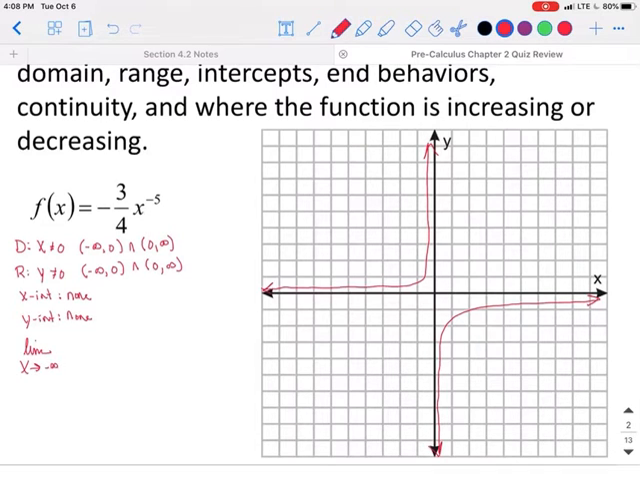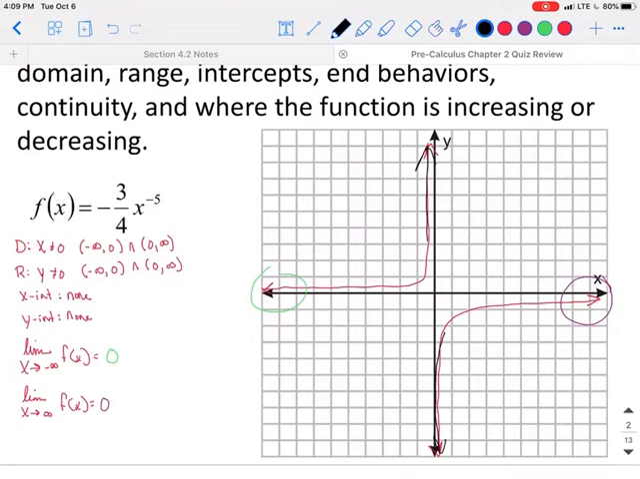We're going to look at the end behavior on the left side, and we're going to look at the end behavior on the right side. On the left side of our graph, as the x value gets smaller and smaller, the y value is getting closer and closer to 0. On the right side, as our x value gets larger and larger, the y value is getting closer and closer to 0.